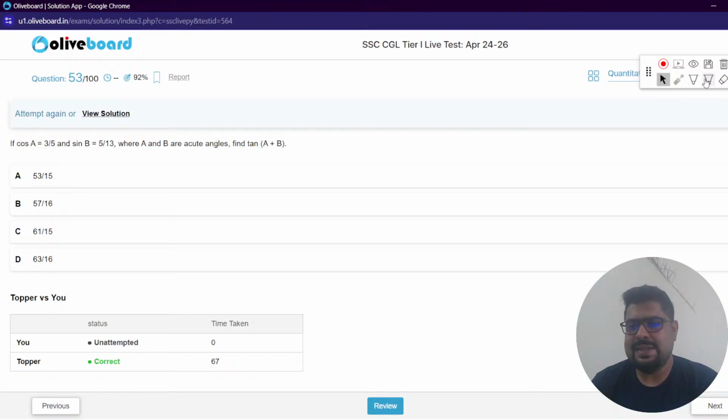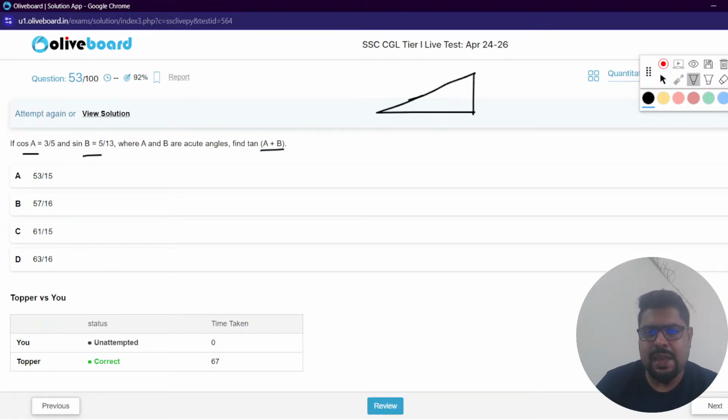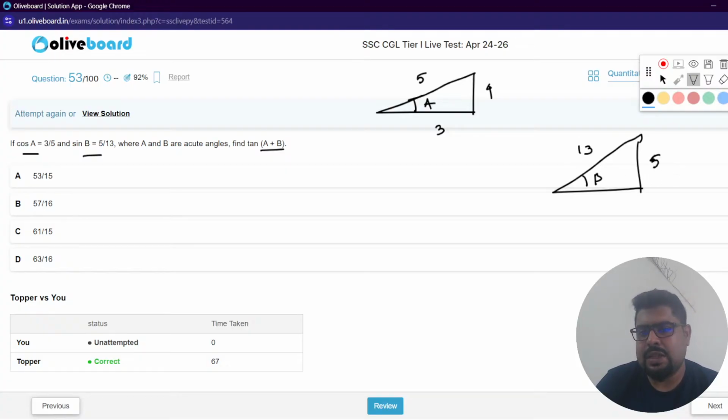Next one, please. Cos A given, sin B given, and they are asking tan A plus B. Cos A is given like this, so this is 3, this is 5, and this must be 4. This is A. Sin B is given like this, so if this I call B, this is 5, this is 13, and this must be 12 using Pythagorean triplets.